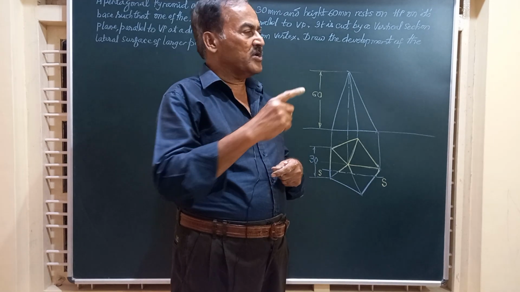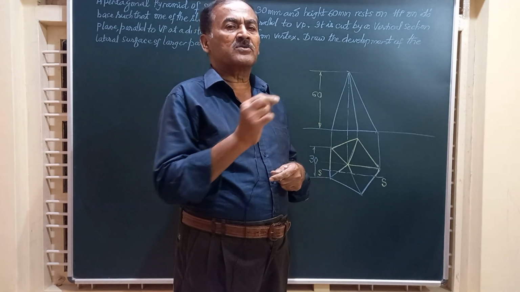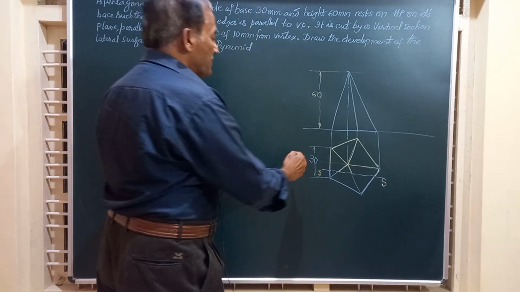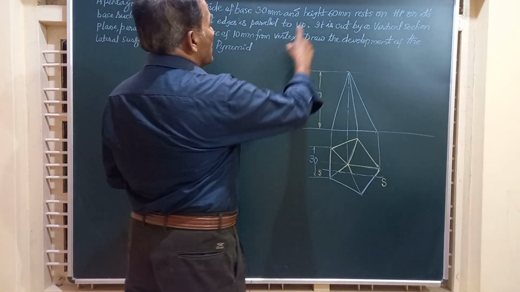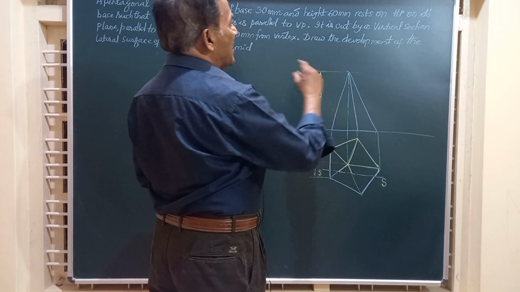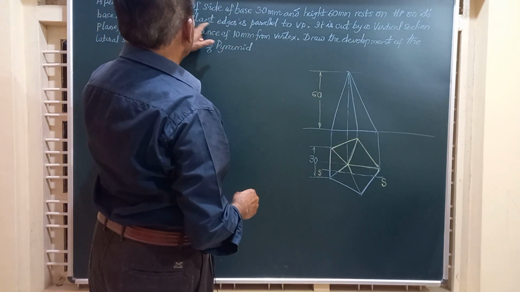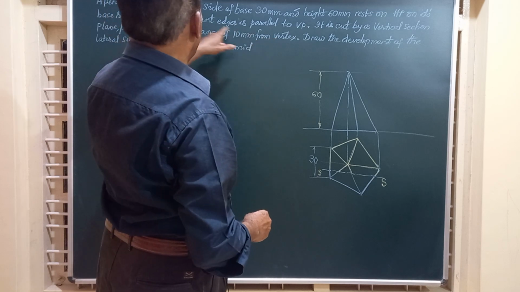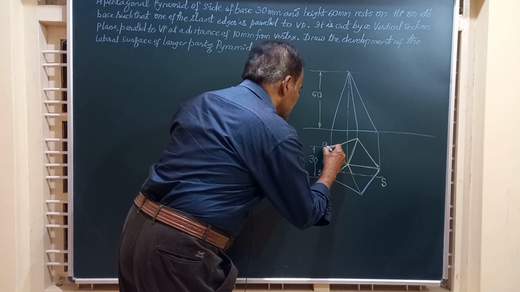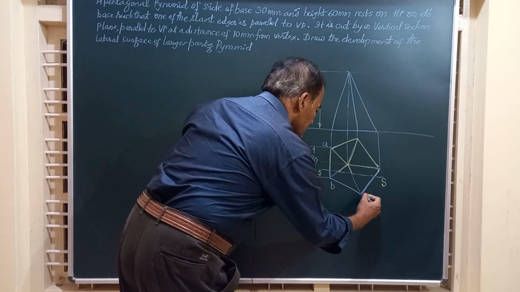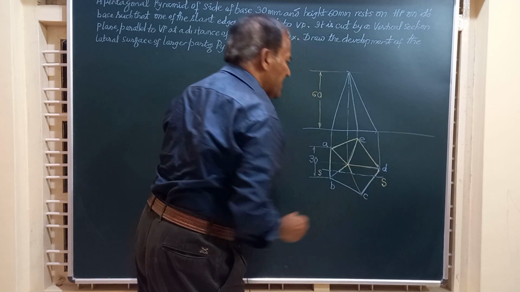Part 1, we are going to draw the front and top views of the pyramid to the given condition. It is a pentagonal pyramid having side of base 30 mm and height 60 mm. I have marked that height. It rests on its base on HP such that one of the slant edges, there are 5 slant edges. Suppose I mark the base corners as A, B, C, D, and E. These are the 5 slant edges.